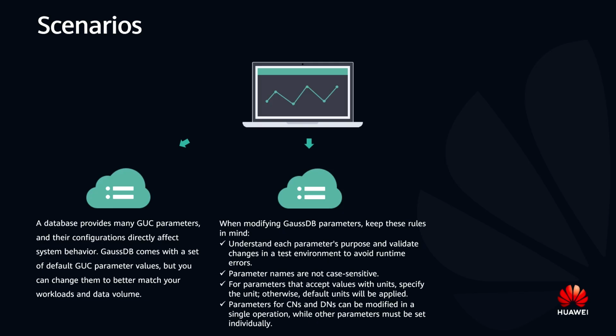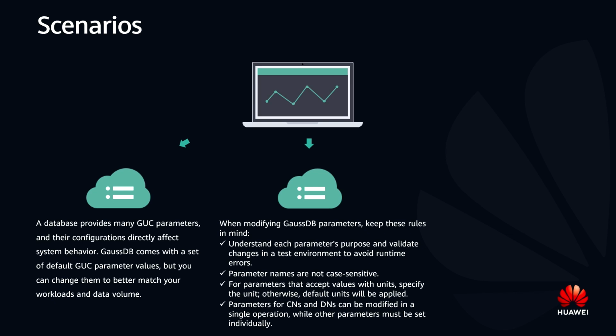When modifying GaussDB parameters, keep the following rules in mind. Before modifying parameters, make sure you understand each parameter and validate changes in a test environment first. The wrong settings can make your instances or workloads unstable.